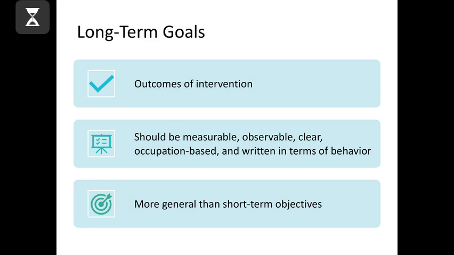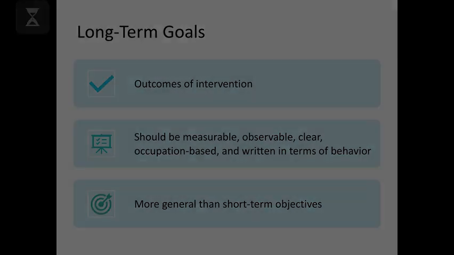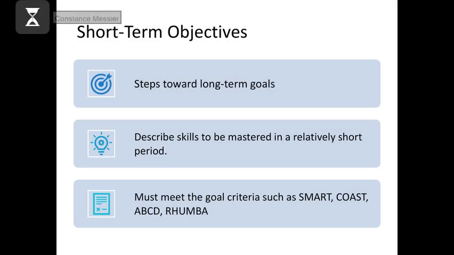Long term goals tend to be more general than short term objectives. Why? Because long term goals are the big picture, whereas short term goals are the steps. How do we get there? Short term goals are the steps to the long term goal.